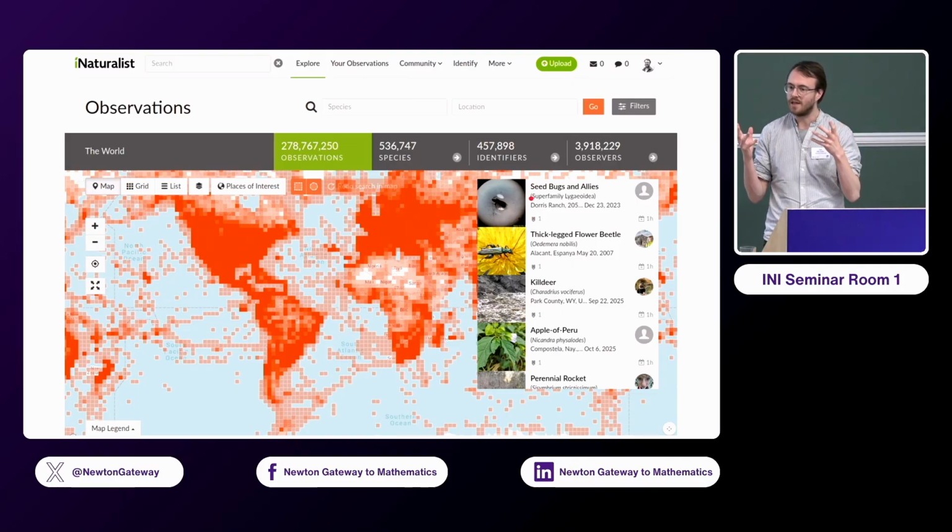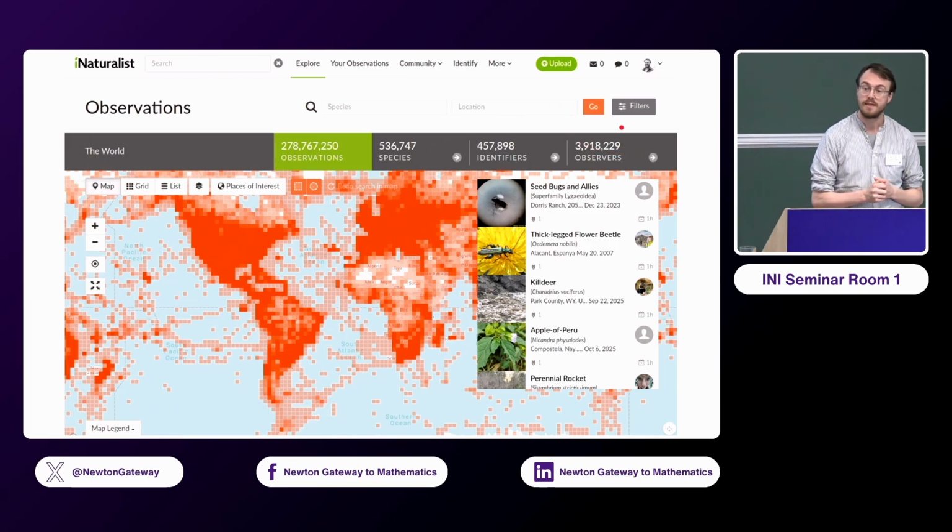We get not just the occurrence information, we also get this rich extra signal and metadata. What's quite impressive about a platform like iNaturalist is that it has data for over 500,000 species that have been collected by nearly 4 million different people all around the world.